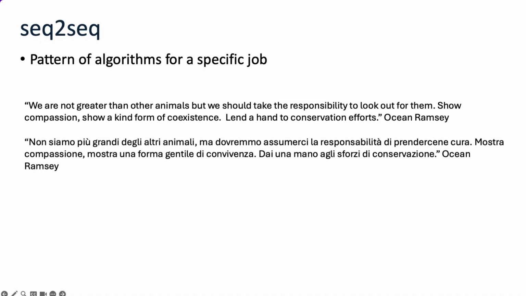So we have this quote, "We are not greater than other animals, but should take the responsibility to look out for them. Show compassion, show a kind form of coexistence, lend a hand to conservation efforts." And Ocean Ramsey said that. It's one of my favorite quotes. But seq to seq can translate this to another language.